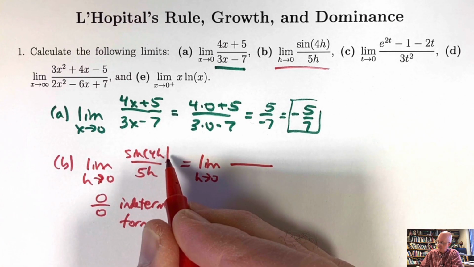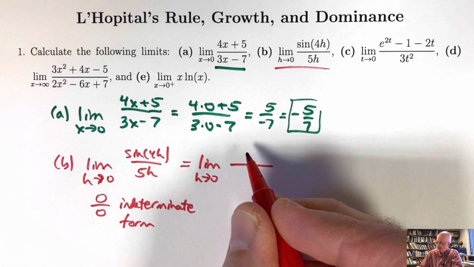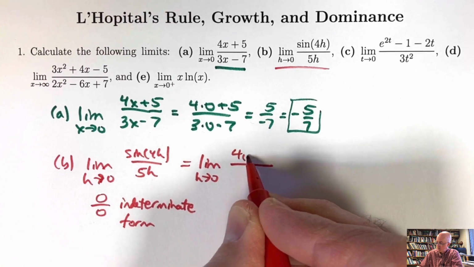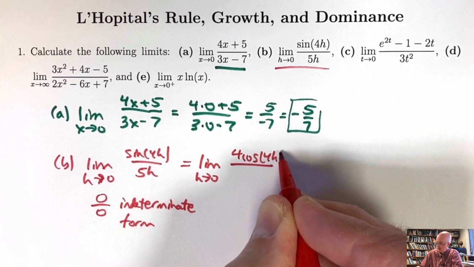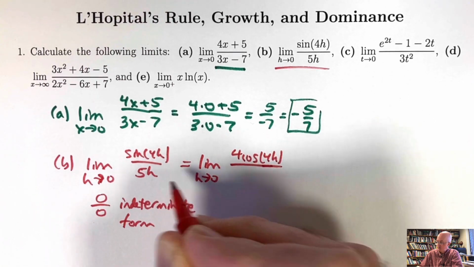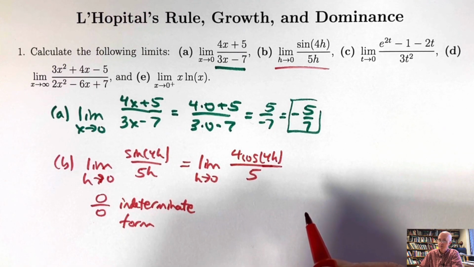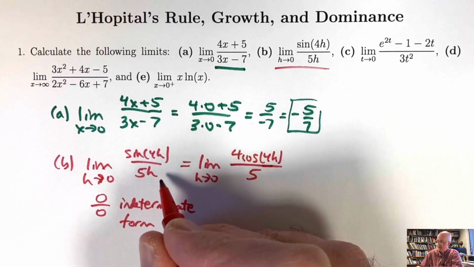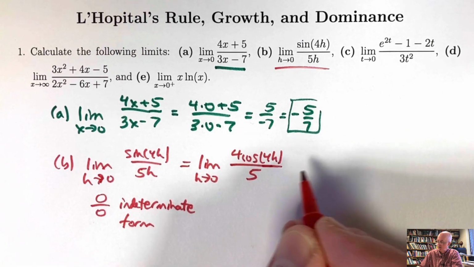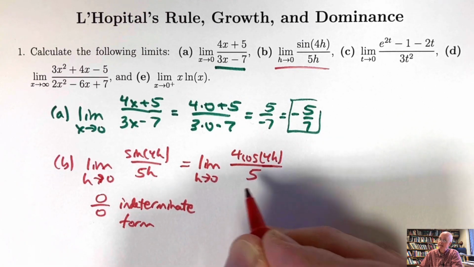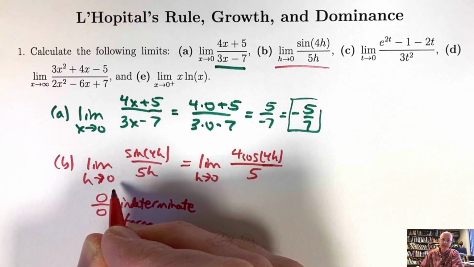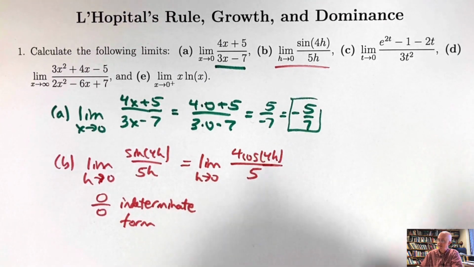The derivative of sine of 4h with respect to the variable, which is h, is 4 cos 4h. That's the chain rule there. And the derivative of 5h with respect to h is just a plain old 5. I did not use the quotient rule there. I took the derivatives of the top and the bottom individually and made a new fraction. If this limit exists, and it does, then this limit will exist and they will be equal. That's the essence of L'Hopital's rule.